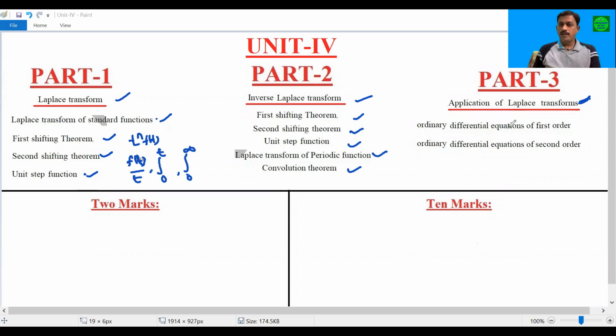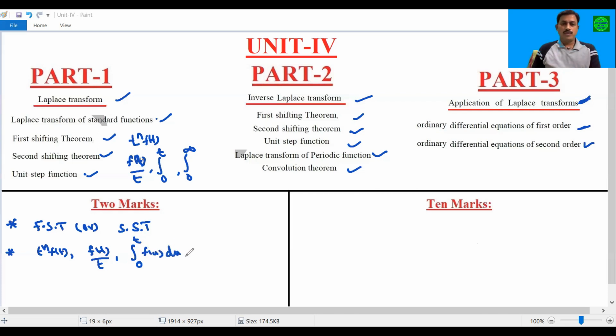Here, if you take applications, first order or second order differential equations. In 2 marks, you may expect a problem from first shifting theorem, or it may be a second shifting theorem, and t power n into f of t simple problems, f of t by t model, or the combination of this, Laplace transformation of integral 0 to t f of u du model, and an evaluate problem they may ask. Take down the statements of the above models.